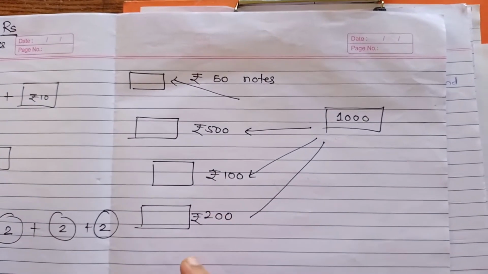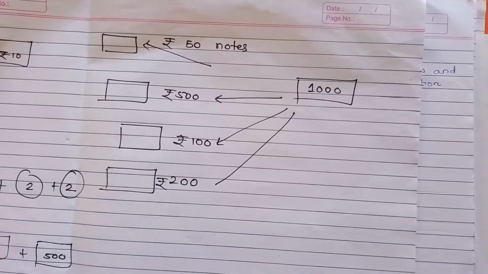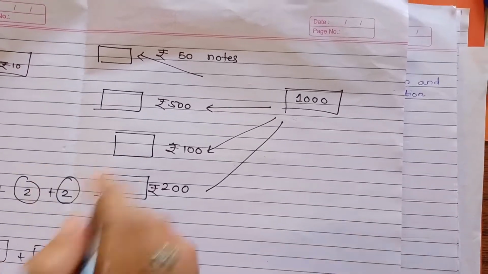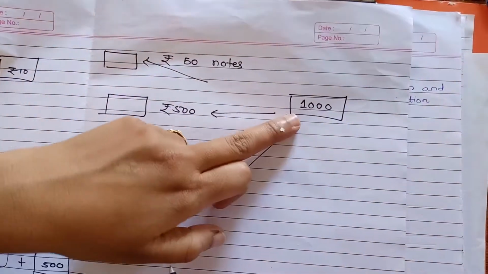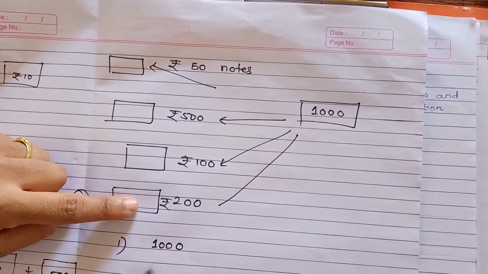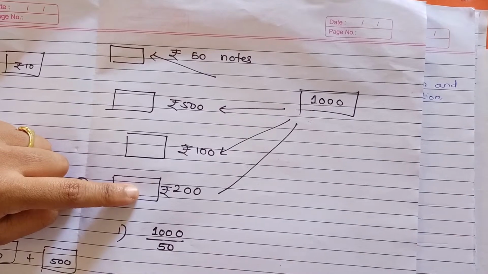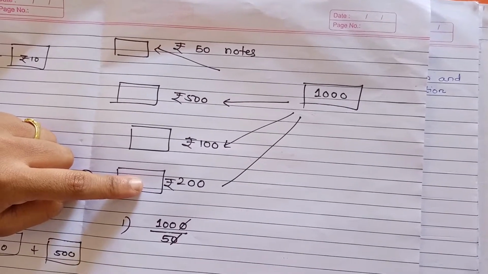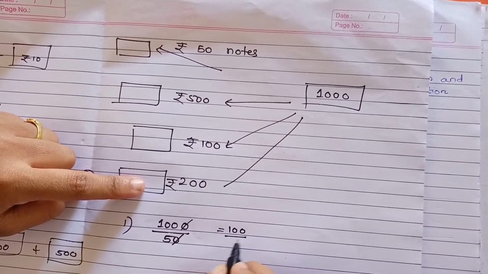For our sake, we can do this very easily. But you are a student, for you it will be very difficult. I will show you one by one. First part, that is the 50 rupee note you want to mention into 1000. So 1000 is the bigger number, so you will write it on the top. 50 you will write down. You will cancel out the zeros. What did you get now? You got 100 upon 5.